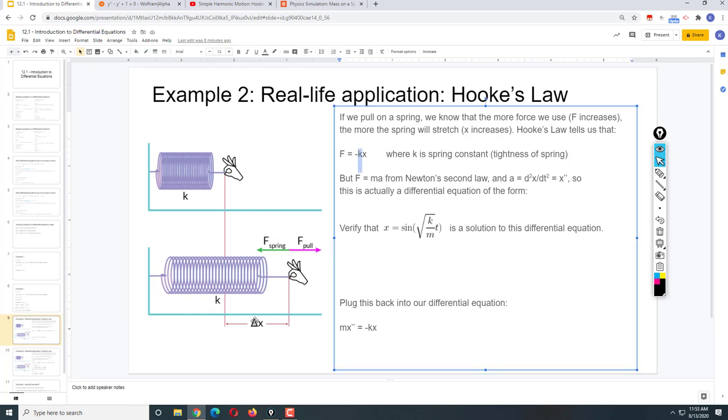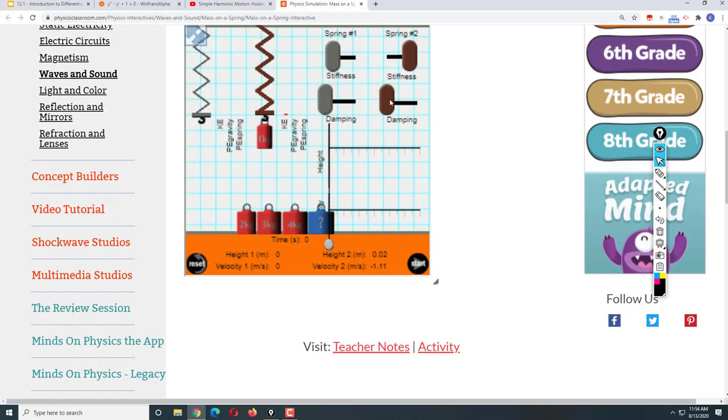and we know that delta x, or x here, is just how much we go up or down or left and right. We know from physics that the force that we use, how much we pull, is equal to negative kx. K is how stiff the spring is. So we know stiff, not as stiff, stiff, not as stiff, stiff.